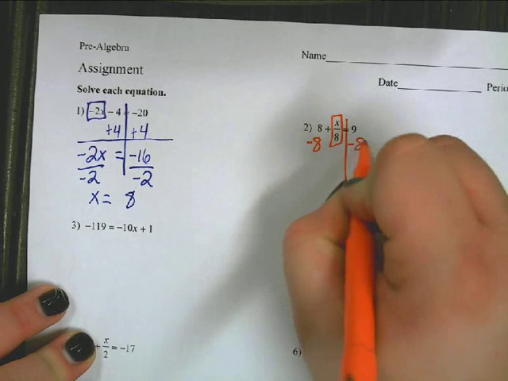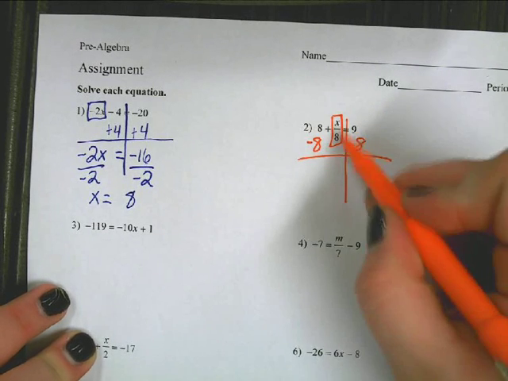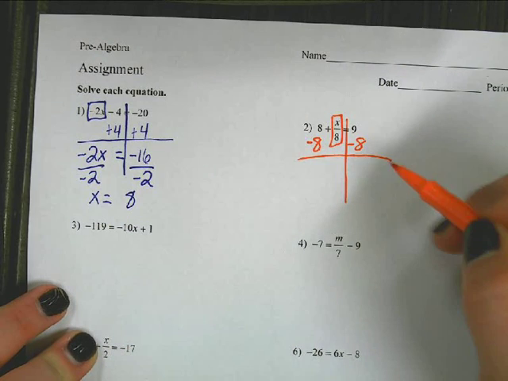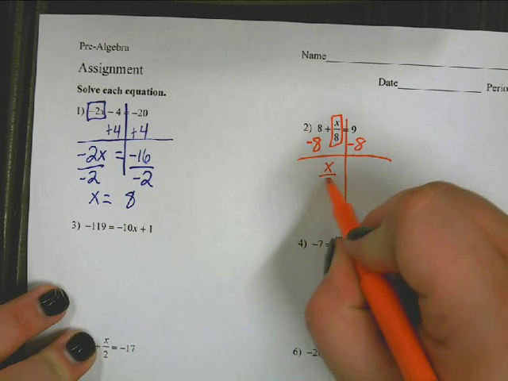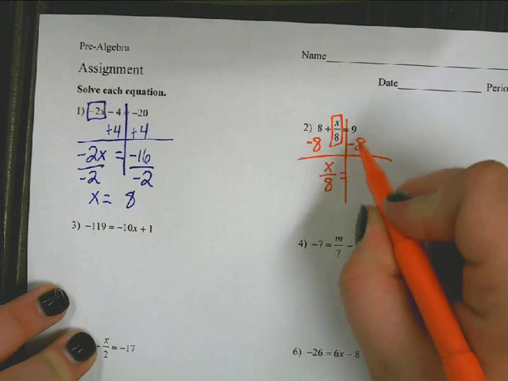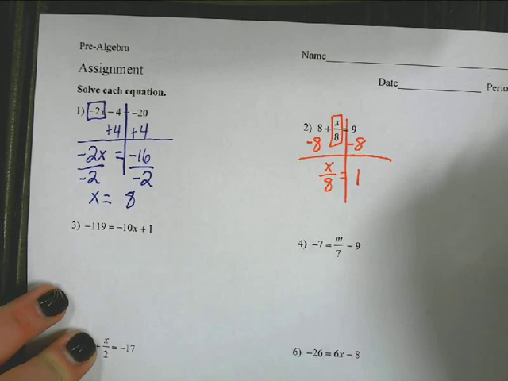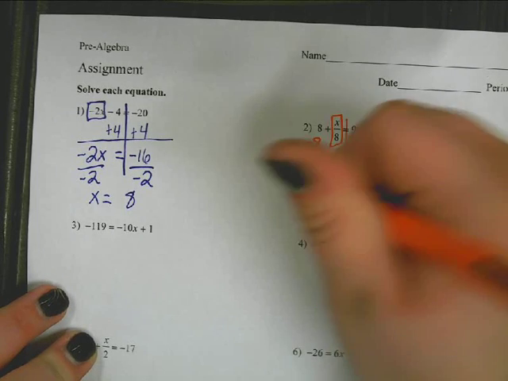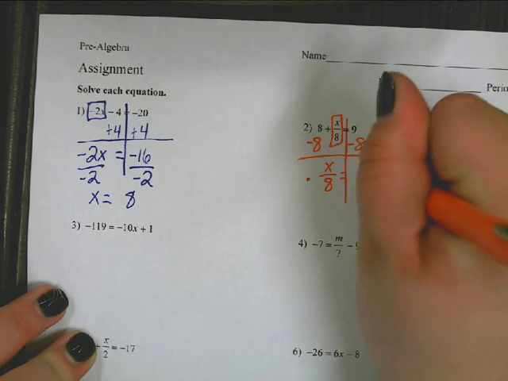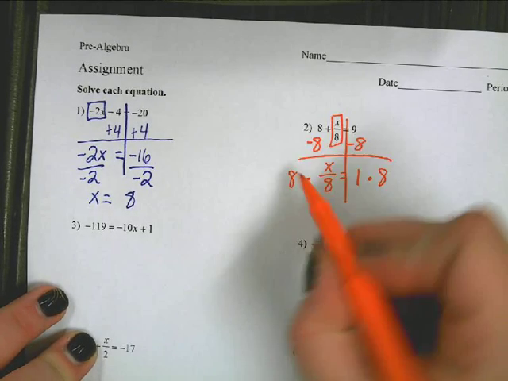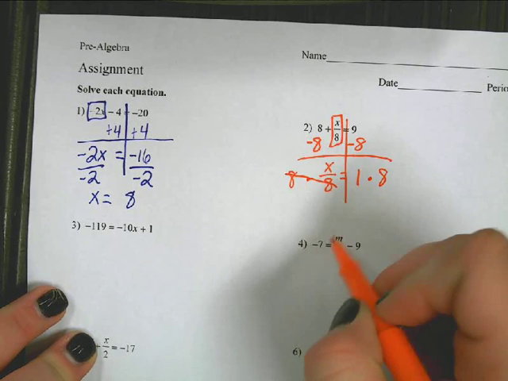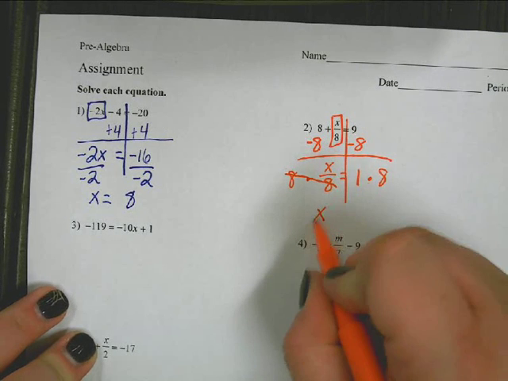Does my x divided by 8 change? No. So I bring that down. Equals 9 minus 8, 1. So if I have x divided by 8 equals 1, what do I need to do? Multiply by what? 8. When I multiply this side by 8, the 8's cancel. So I'm left with x is equal to 1 times 8 is 8.